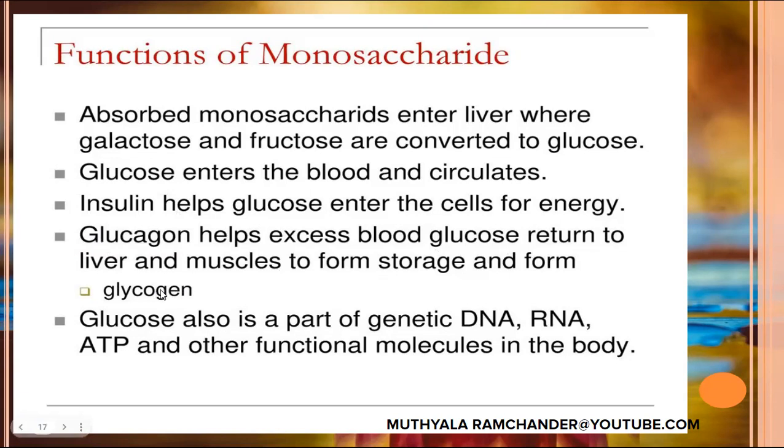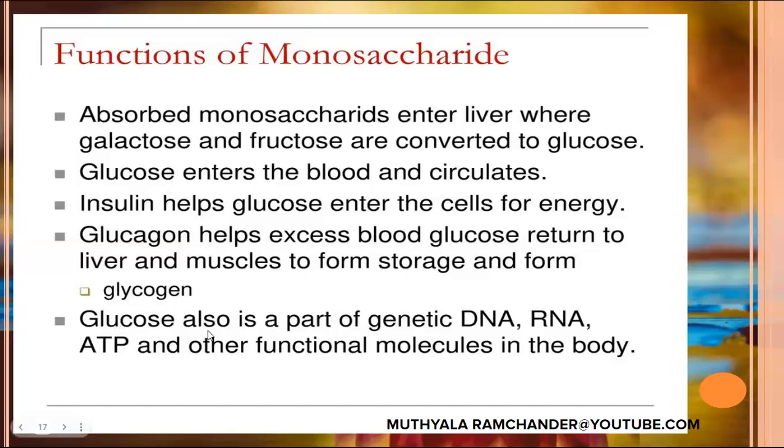It means excess glucose present in the blood is converted into glycogen with the help of glucagon. When glucose is converted into the storage carbohydrate called glycogen, it is stored in the liver and in the muscles. Sometimes glucose is low in the blood. At that time, the glycogen is converted into glucose molecules, and that glucose is released into the blood and circulates to all the cells of the body.